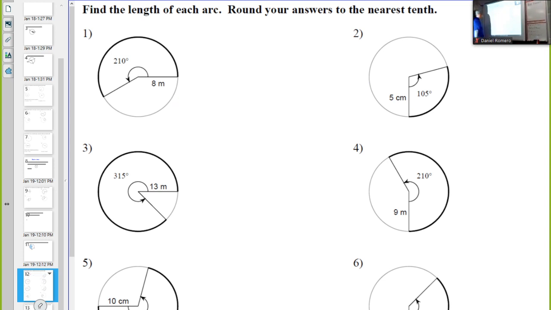All right, let's do number 2 now. First, let's find arc length. Katie, what am I going to do first to find arc length?